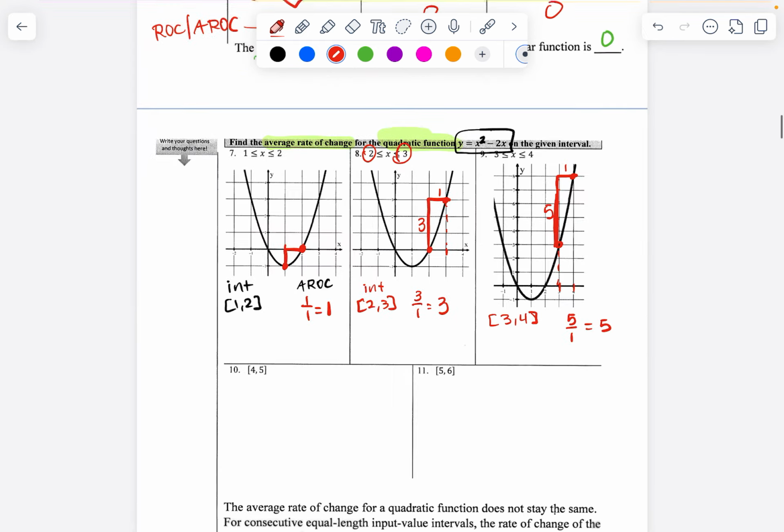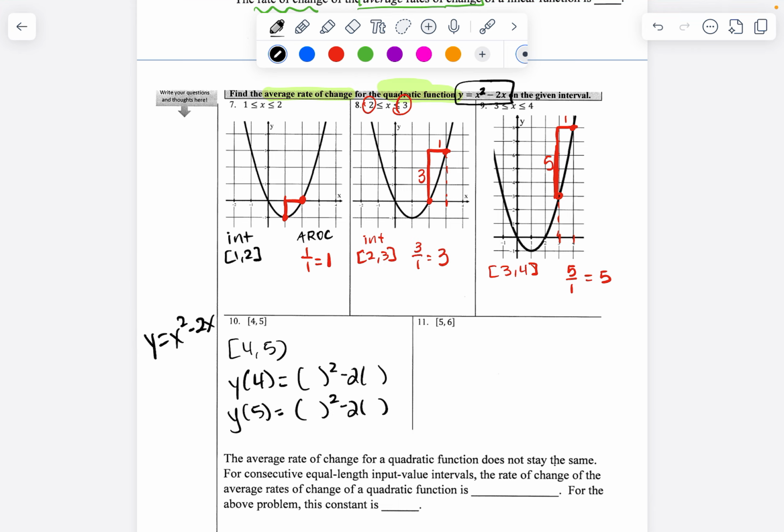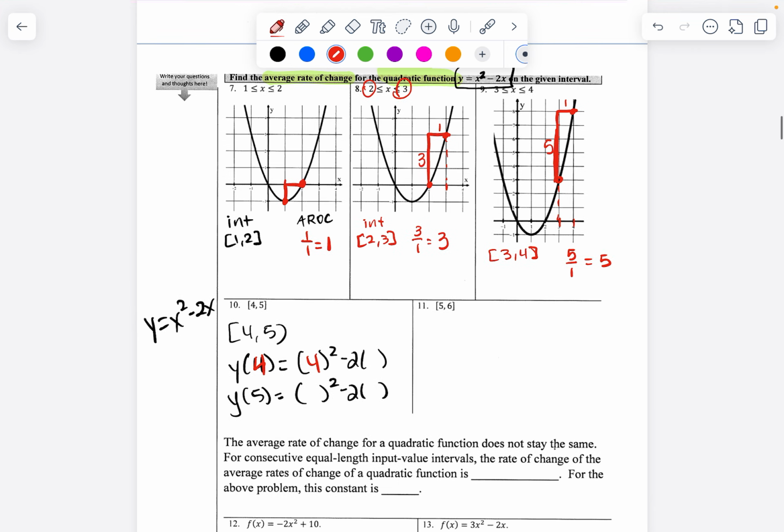Okay, so again, we're still using the same quadratic function. Let's look at 4 and 5. How would we find the average rate of change from the interval from 4 to 5 on the function? Remember, it's y equals x squared minus 2x. In order to find this without the graph, we have to evaluate them on the points of this interval. So let's find y of 4 and y of 5. Let's do input 4, input 5. We have x squared minus 2x, x squared minus 2x. Here 4 is going to go here, and here 5 is going to go here. If I input them, 4 squared is 16 minus 2 times 4 is 8. That's a total of 8.